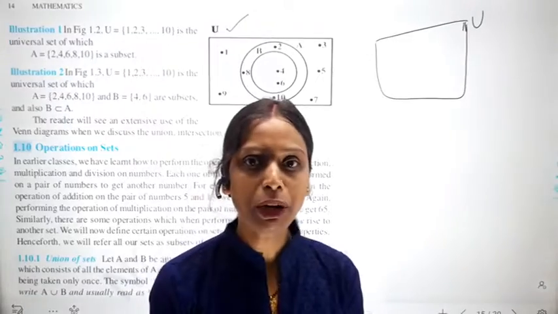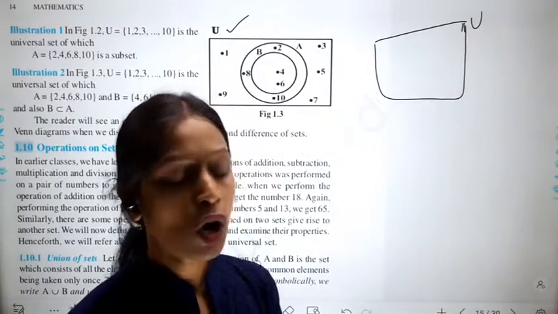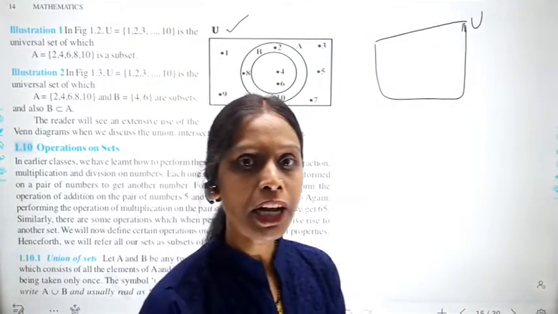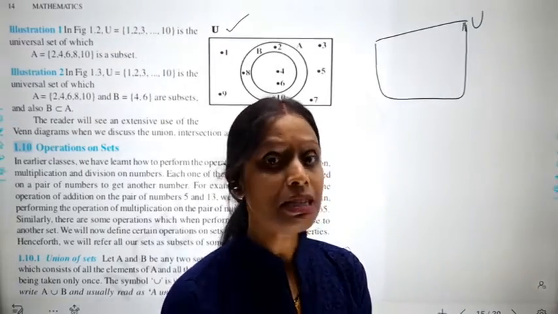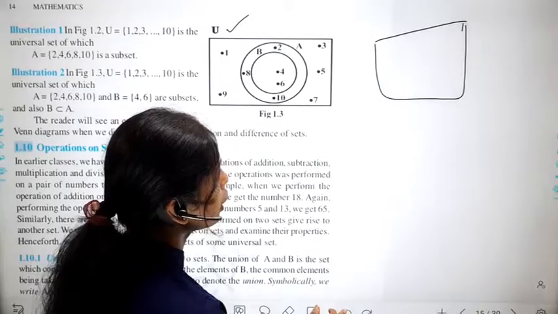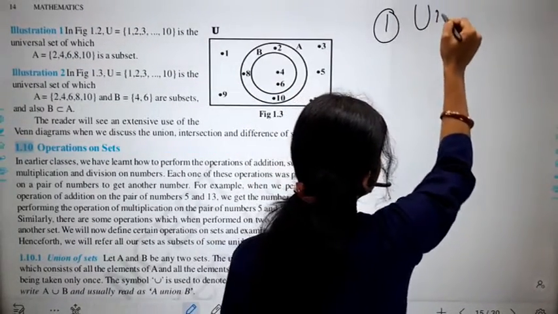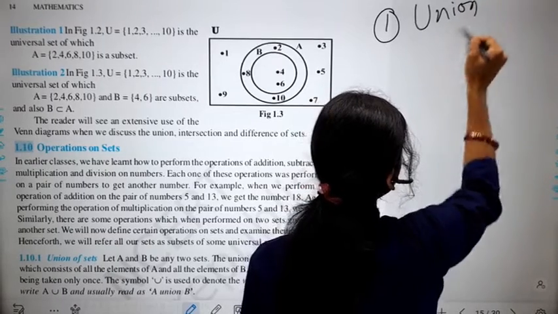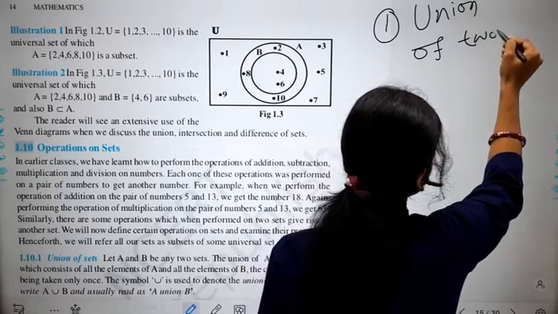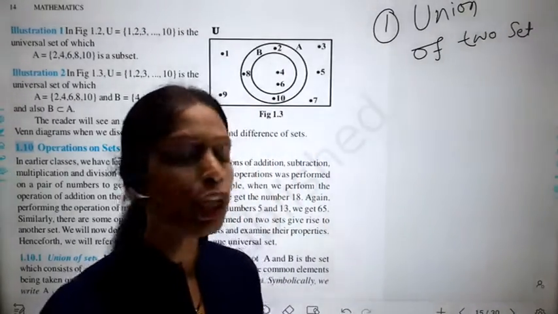Now in this chapter we will study the operations on sets. How many operations do we see on a set? The first and very important one is union. Union of two sets. What is the union of two sets?